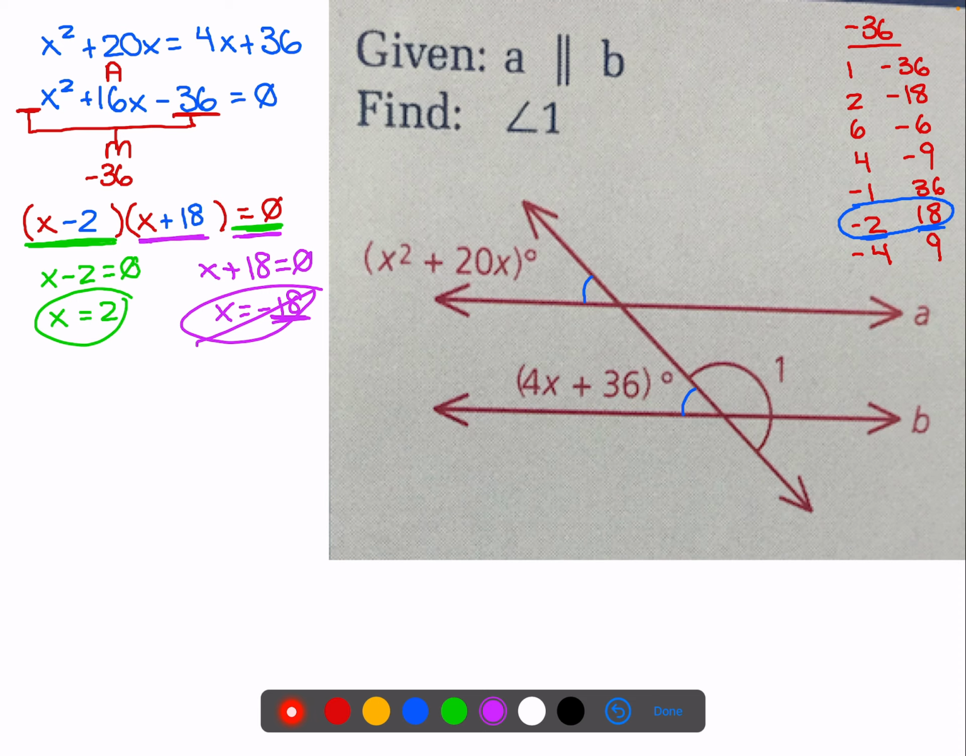So let's go ahead and try positive 2 instead. Let's see if the 2 works. So I plug 2 in. If x equals 2, then we have 4x plus 36. That turns to 4 times 2 plus 36. And that's just 8 plus 36, which is 44.